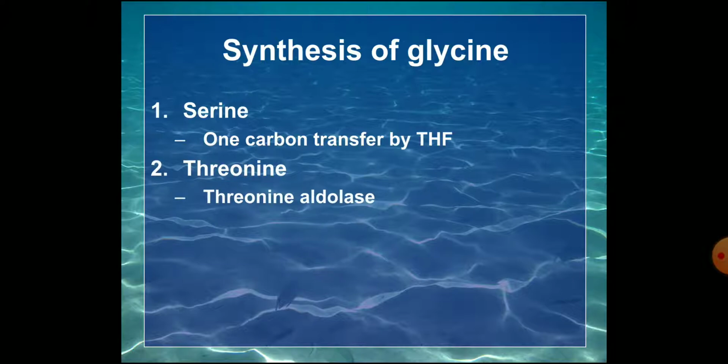Then threonine, with the help of the enzyme threonine aldolase, forms glycine. Threonine is producing glycine.